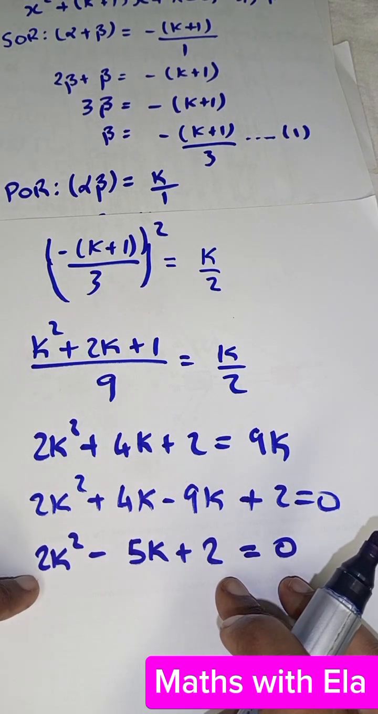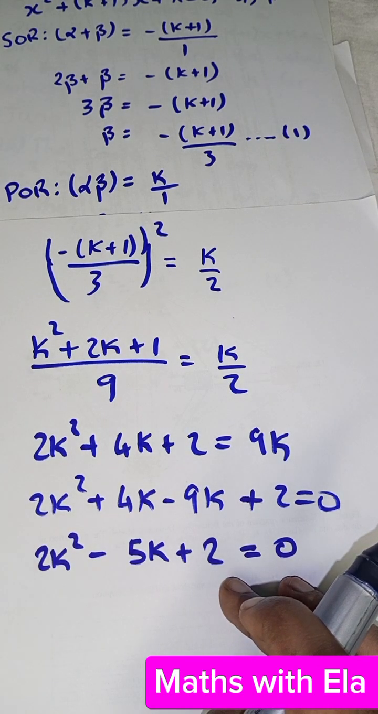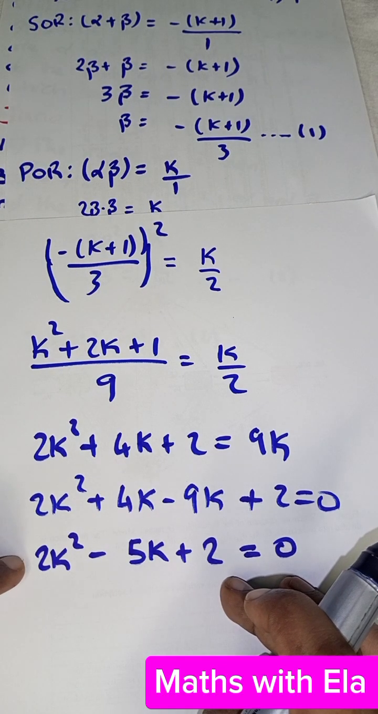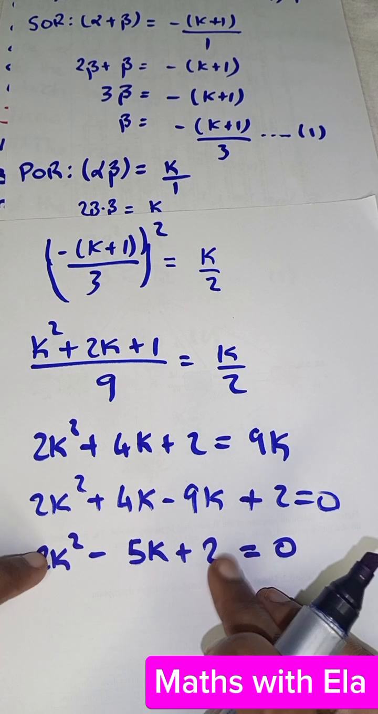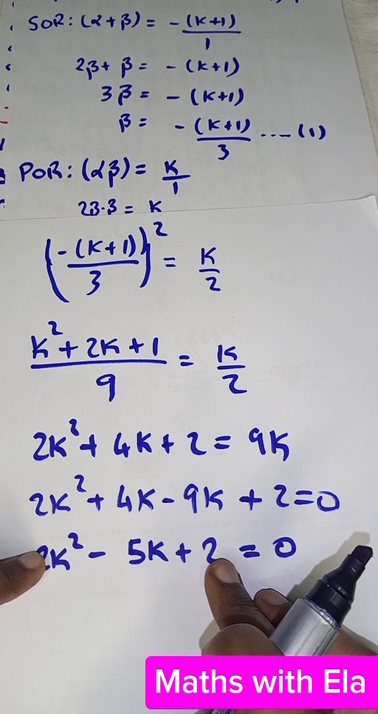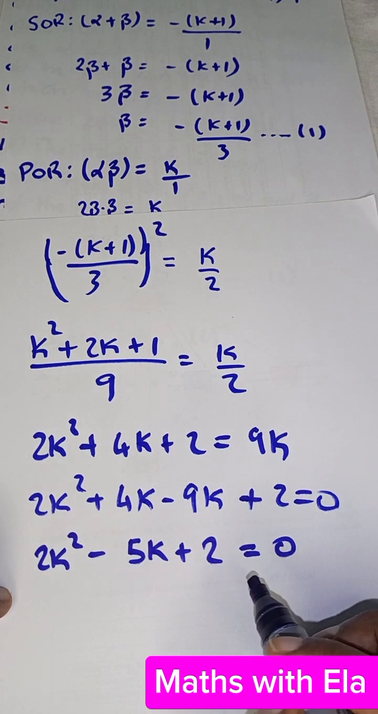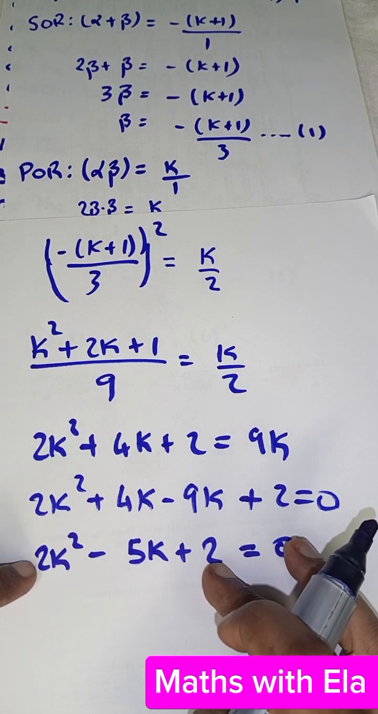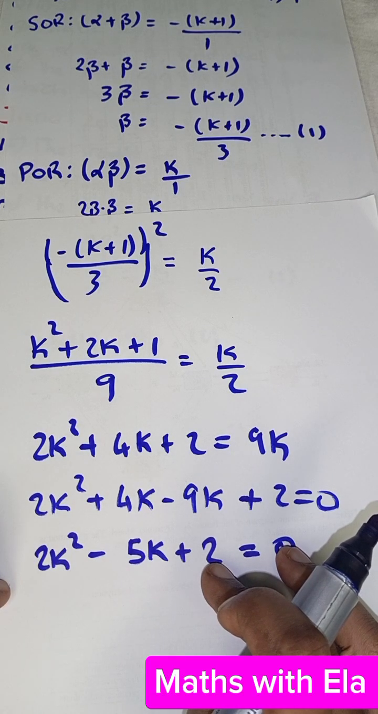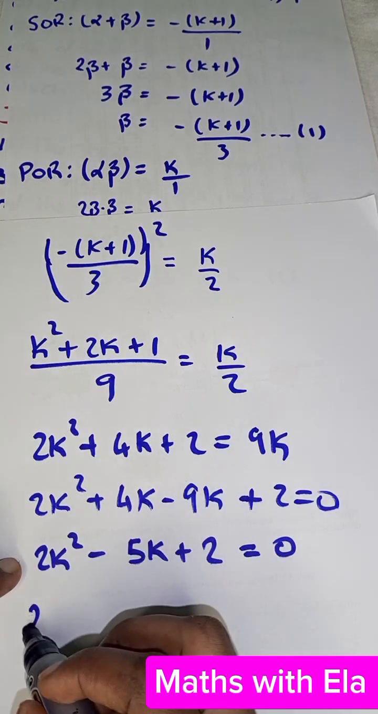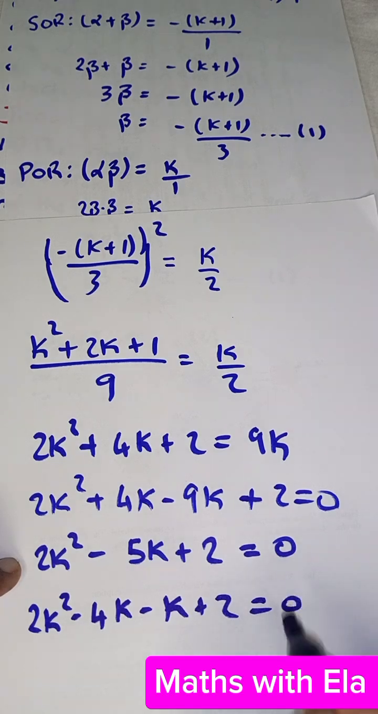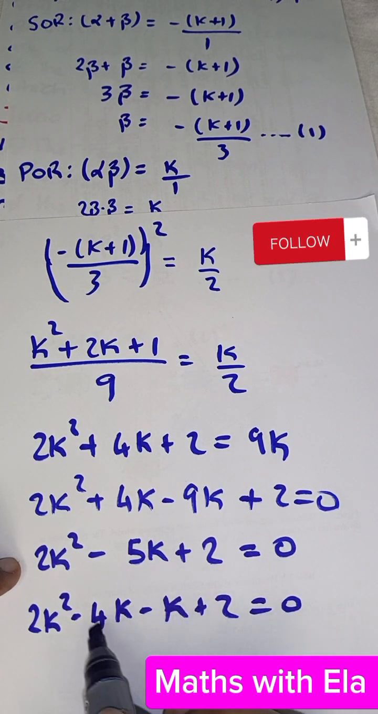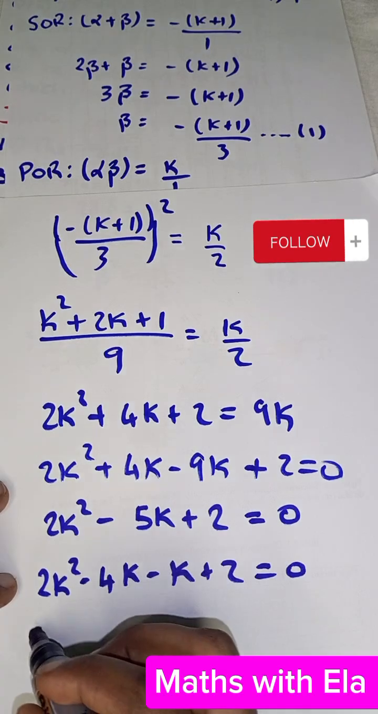We need to solve this quadratic. You can solve it using any of the methods, quadratic formula, factorization, and even graphical, but I'm going to use the factorization method. So I'm going to look for factors of 4, which when added will give us negative 5. And those factors are negative 4 and negative 1. So we have 2k squared minus 4k minus k plus 2 is equal to 0. Negative 4k minus k gives us negative 5k.